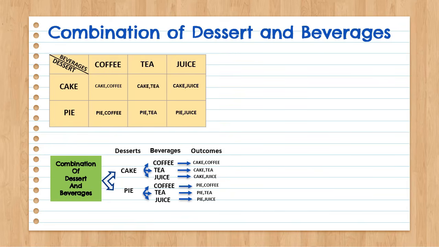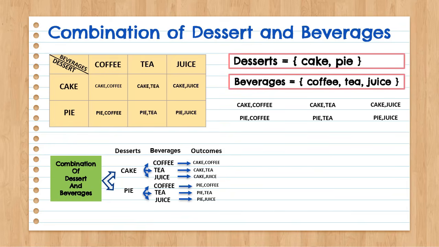Even if we use systematic listing, we will get the same answer. Listing them one by one, we have cake and coffee, cake and tea, cake and juice, pie and coffee, pie and tea, and last one, pie and juice.